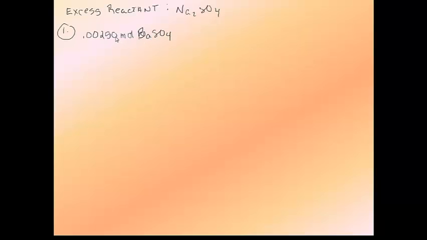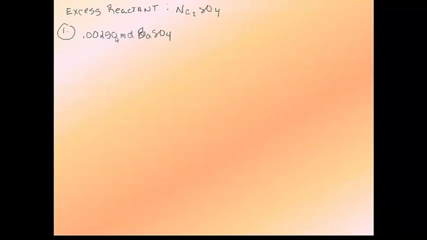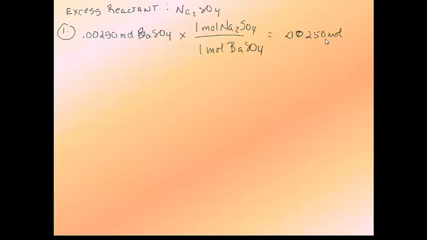Remember, this is my least amount. The least amount of product is 0.00250 moles of the barium sulfate. I am going to do stoichiometry and figure out how many moles of the sodium sulfate I used to make that amount of barium sulfate. According to the balanced chemical equation, it's a 1-to-1 ratio. So I used 0.00250 moles of the sodium sulfate, and this is what I used.